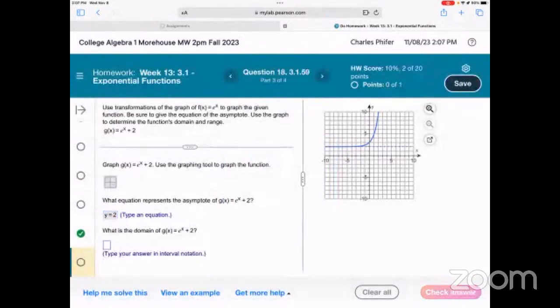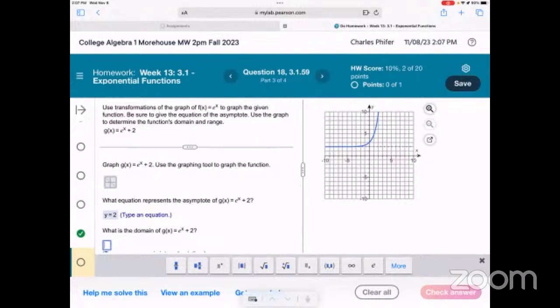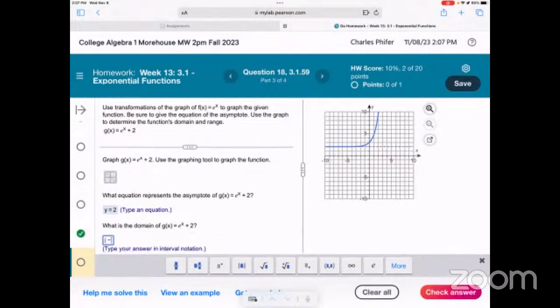The domain. In general, the domain of an exponential is all reals, right? So I think that holds here. Negative infinity to positive infinity.